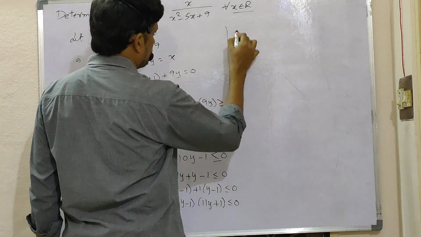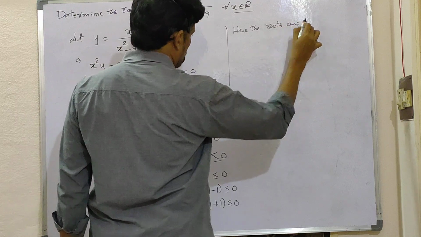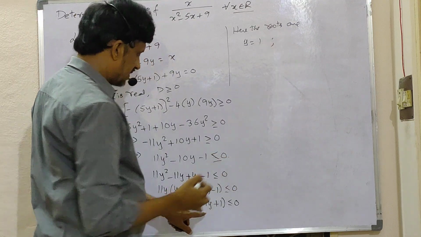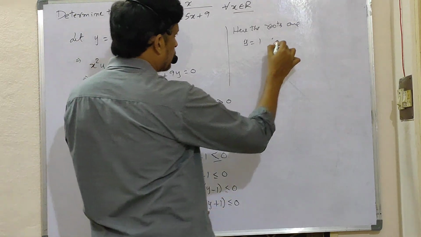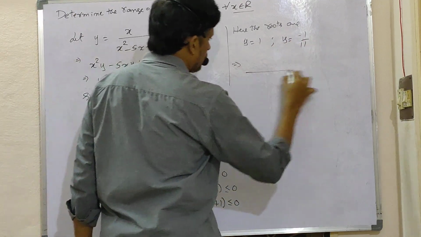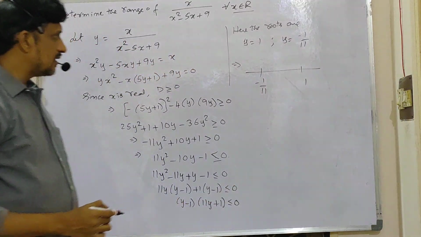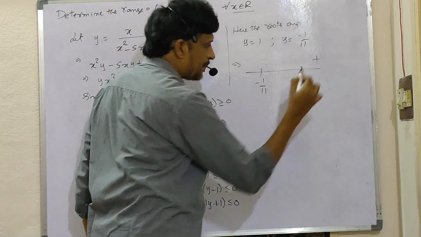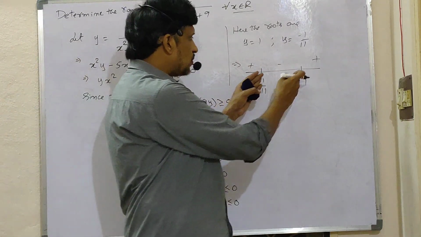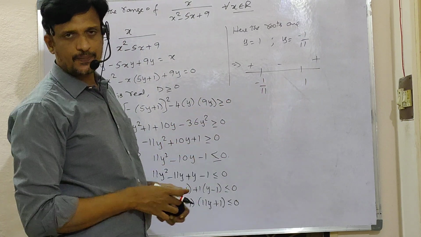So then the roots are: y minus 1 is equal to 0 means y is equal to 1, and 11y plus 1 equal to 0 gives y is equal to minus 1 by 11. So here on the number line, minus 1 by 11 is the lesser of the two roots and the other one is 1. The right side part is positive, then the sign changes to negative, then changes to positive. In between these two they have opposite signs; outside these two means same sign. That is the theorem we discussed in the previous class.